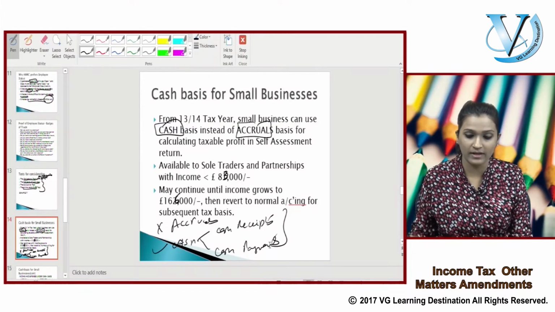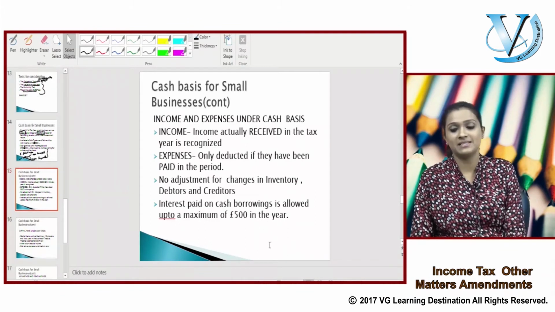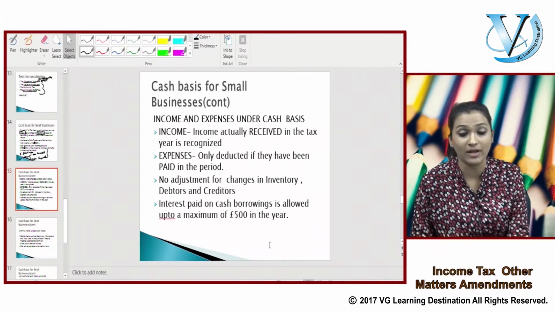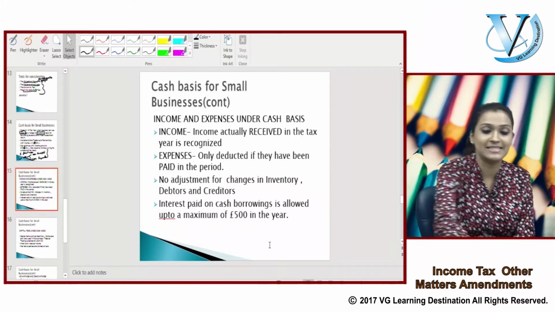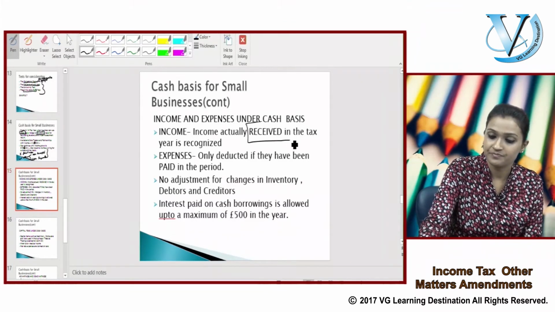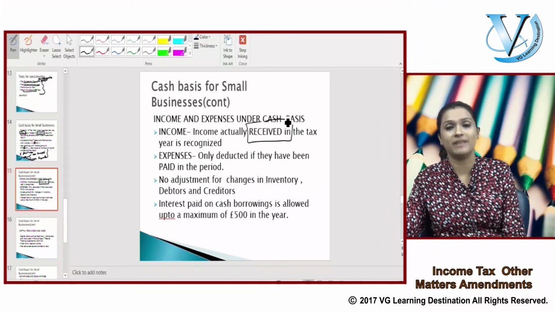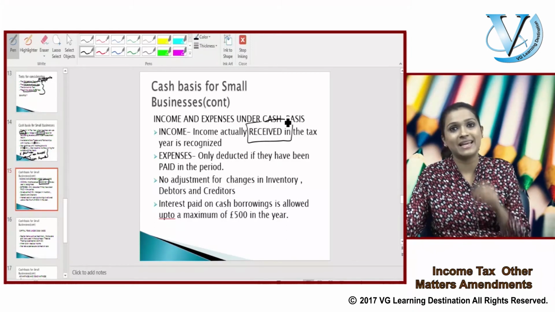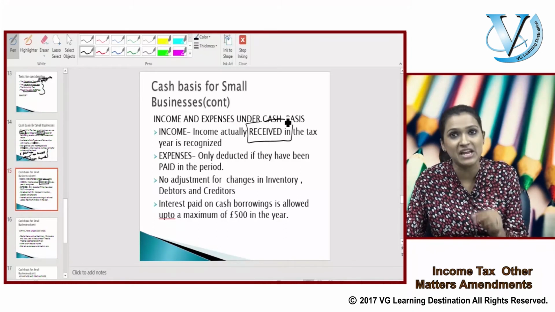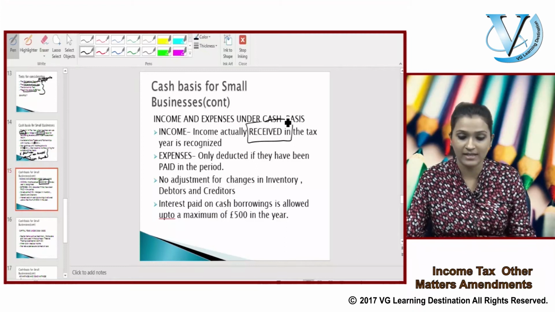So basically what it means, income and expenses under cash basis means, what about income? Income actually received in the tax year is going to be recognized. Why? Because this is income which has been physically received by the organization.